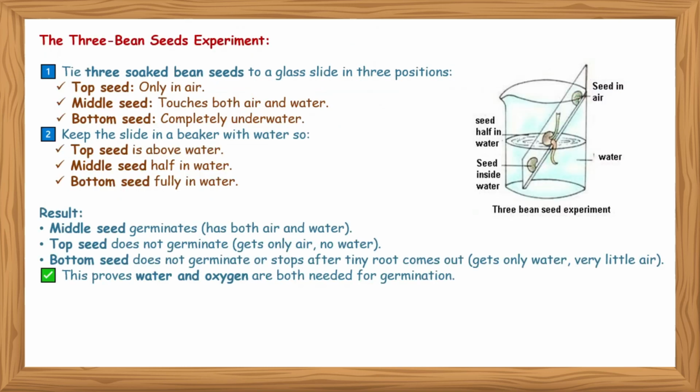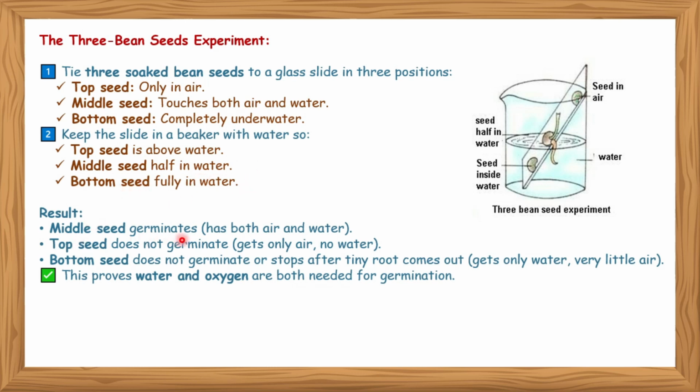Three bean experiment. Tie three soaked bean seeds to a glass slide in three different positions. The top seed is only in air. The middle seed touches both air and water. The bottom seed is completely under water. Keep the slide in a beaker with water, so the top seed is above water, the middle seed is half in water, and the bottom seed is fully immersed in water.